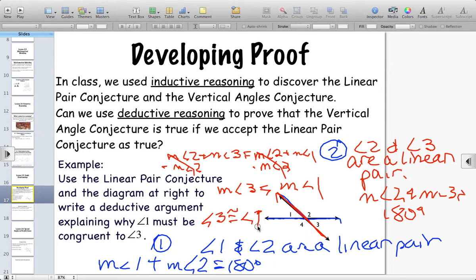So, the measure of angle 3 is equal to the measure of angle 1, so that means angle 3 is congruent to angle 1. That's deductive reasoning. It may take a while to get you there, but using the rules, using our conjectures, in this case the linear pair conjecture, we were able to prove that the sum of this was equal to 180, and the sum of this was equal to 180, and of course you had that overlap there, so it must mean 1 and 3 are equal to each other.